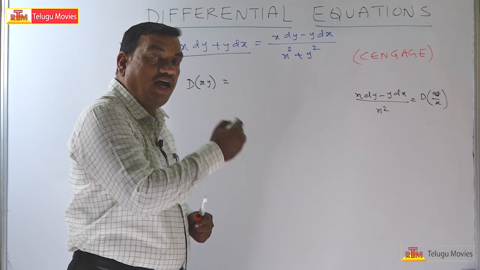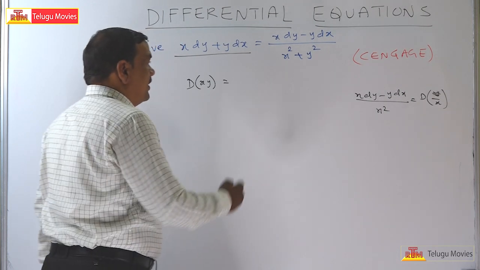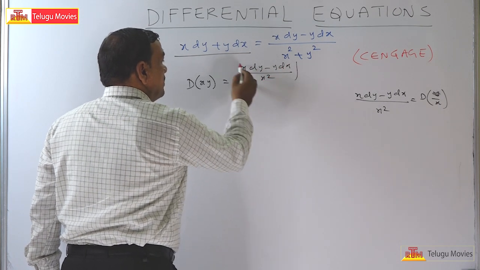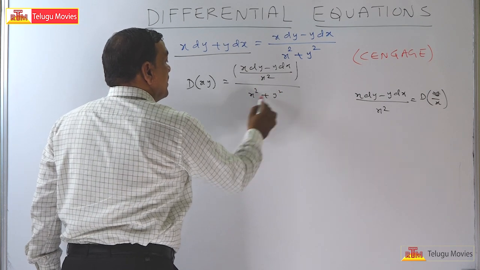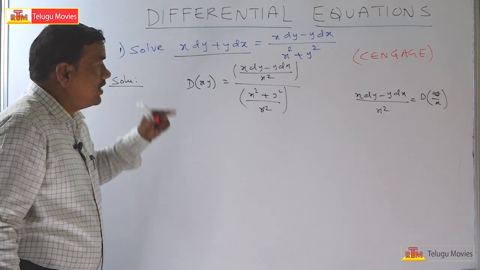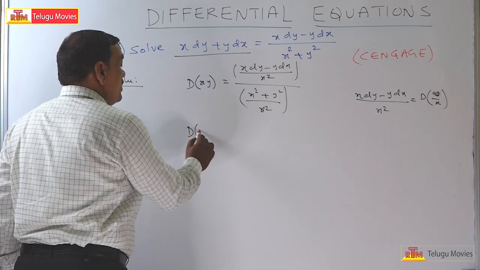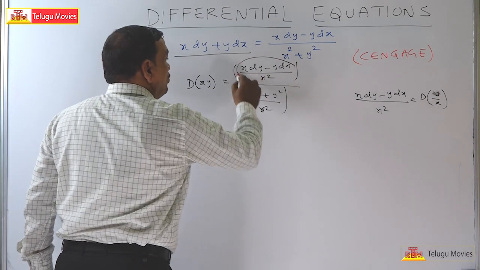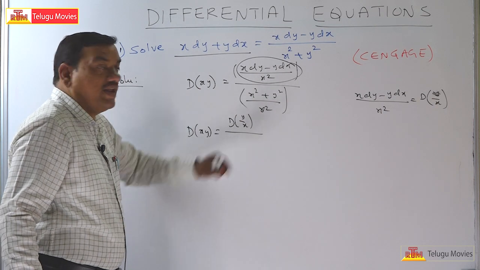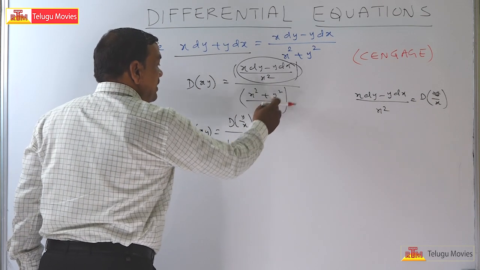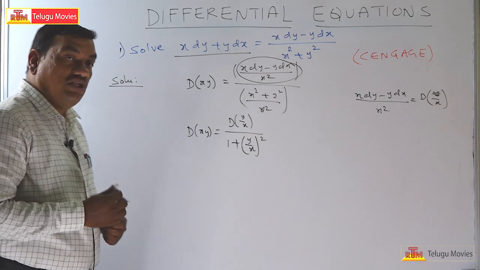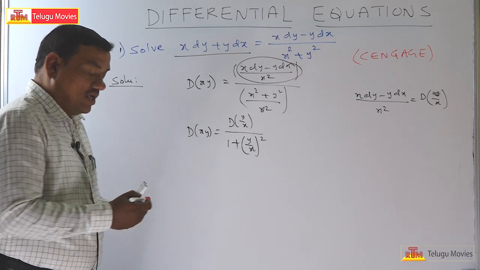Divide the numerator and denominator by x square. That is equal to x dy minus y dx upon x square, by x square plus y square upon x square. So I divided both numerator and denominator by x square. Up to here you can write the derivative of y by x, and in the denominator x square gets cancelled. This is 1 plus y square by x square, which is 1 plus y by x whole square. Understand?